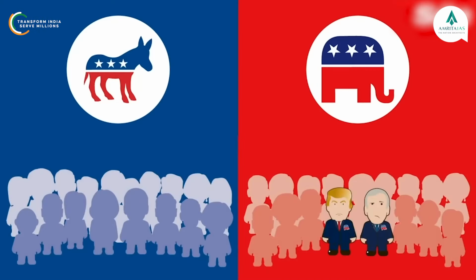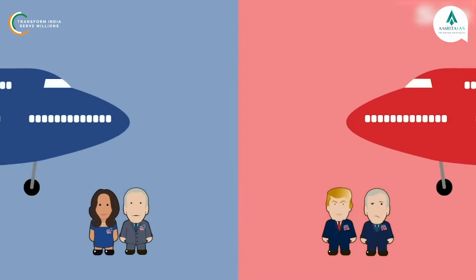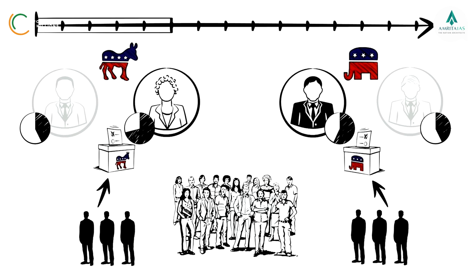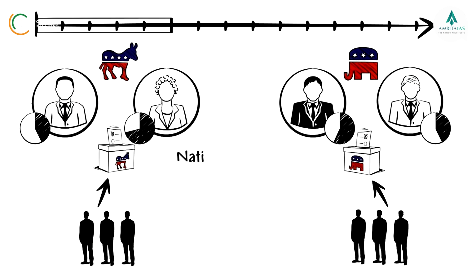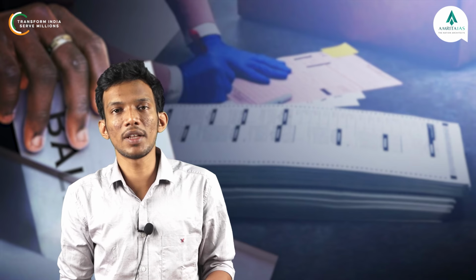Now, after these debates, the party members, the Democrats and the Republicans separately, will vote for the best candidate who is going to represent them in the general elections. After the end of the primary, they'll have the national convention where the two official candidates will travel across the country, hold debates, and talk with the people. It's a campaign period similar to what we are seeing in India. At the end of the campaign period, in November 2024 to be exact, there will be the general elections.